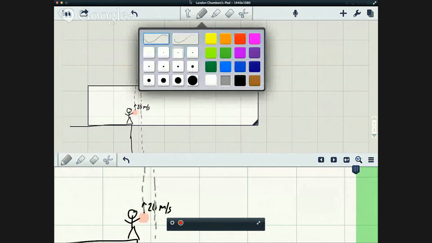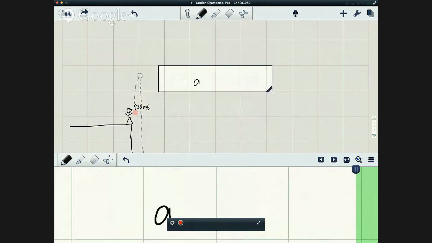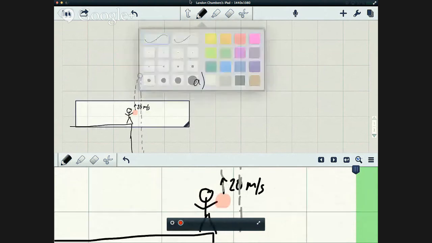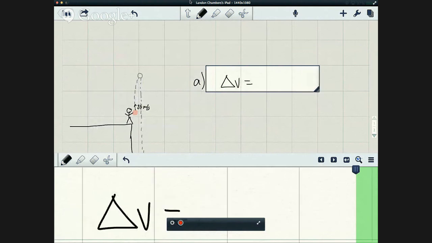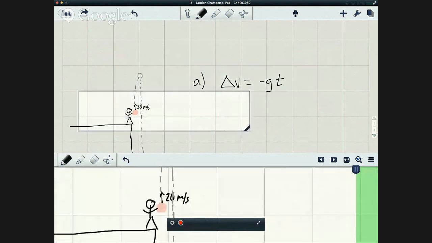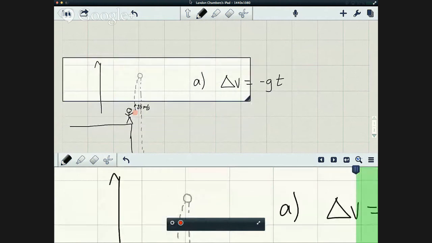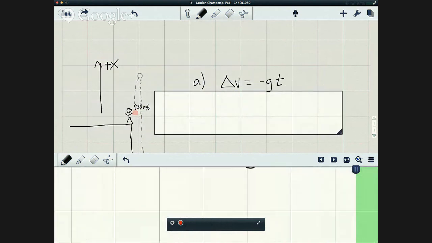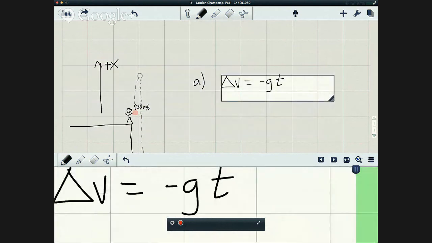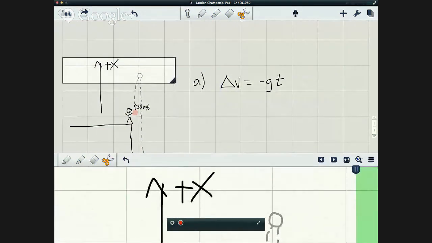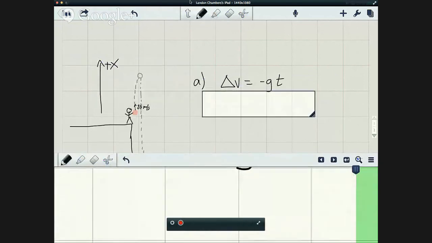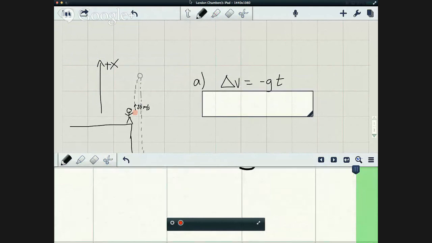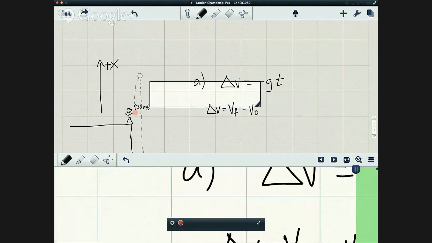Alright then. So, part A, how long does it take to get to the highest point? Well, we know the change in velocity between 2 points in the trajectory is equal to negative gt if I call my positive direction up, plus x. G because we're in free fall, negative because the acceleration points in the negative x direction. Delta V is just a change in velocity at 2 different times in the trajectory. We'll call it V final minus V initial. Let's label all the times in blue and red.